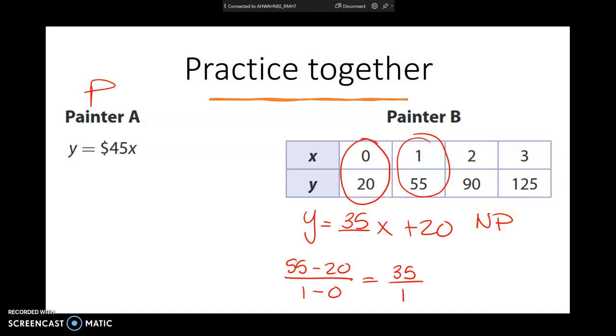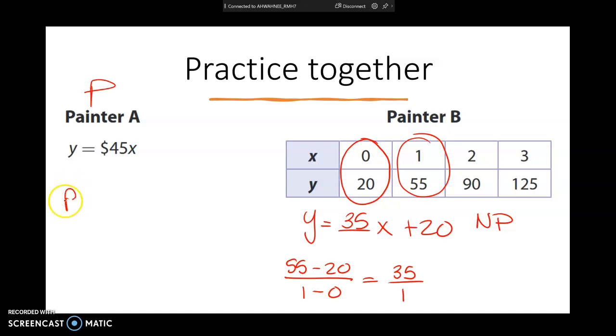Okay, so let's look at these. Painter B charges $35 an hour. Painter A charges $45 an hour. And painter B has a fee. So if painter B shows up to your house and they don't paint anything, you still have to pay them $20 for coming to your house. Painter A can just charge you $45 an hour, and if they don't paint anything, you don't pay anything. So that's nice.